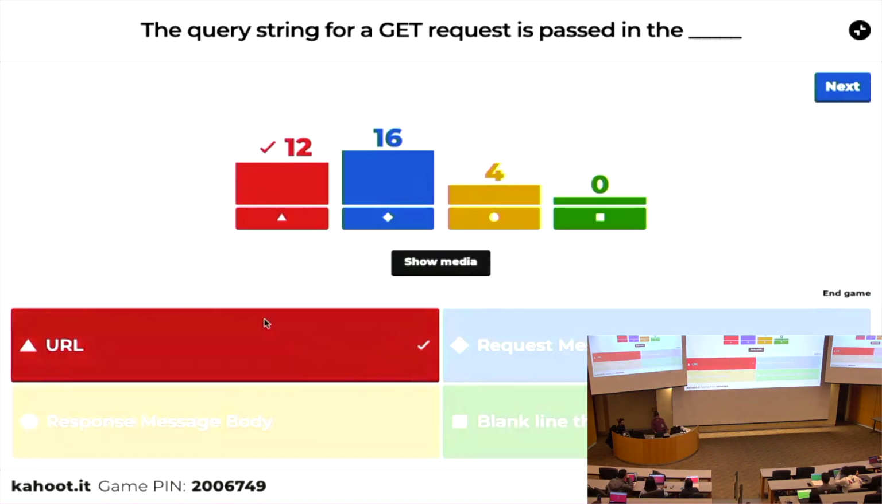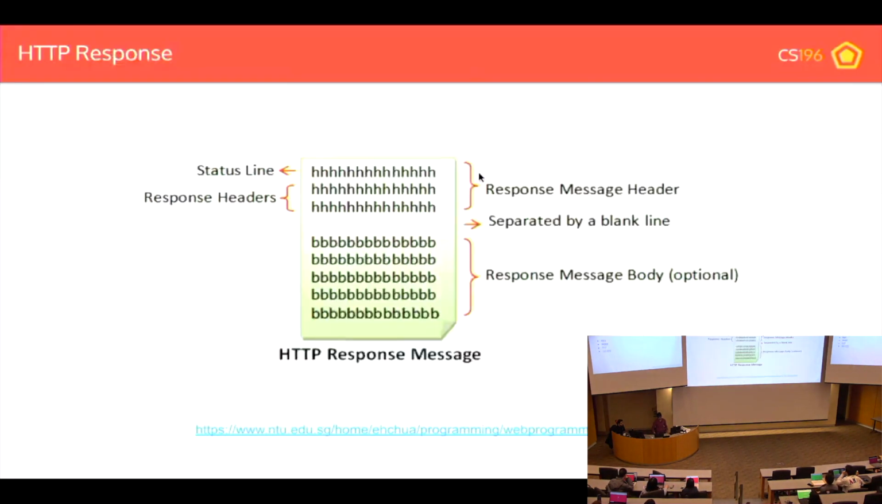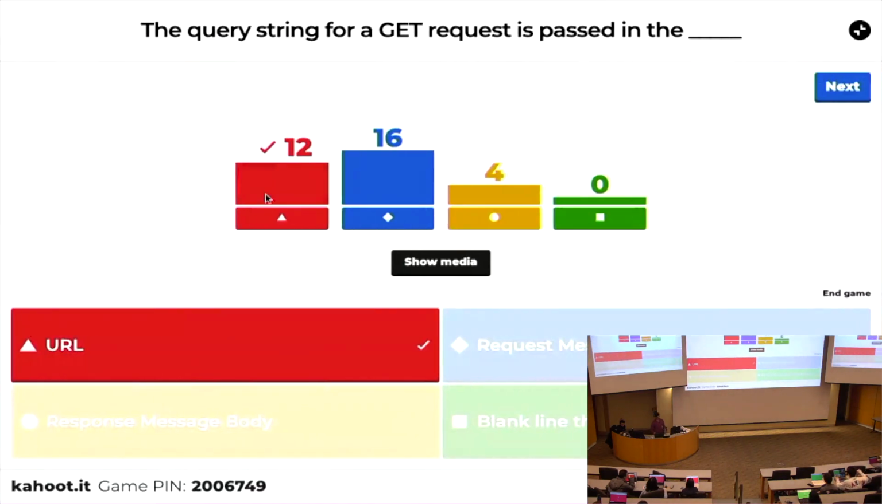Okay, so this one is a little hard. The query string for a GET request is passed in the URL. So if I go back over here for a sec, if we look at this directly, in the diagram here, you see the GET request is directly in the request line or directly in the URL. And we also saw that with the Google custom search.